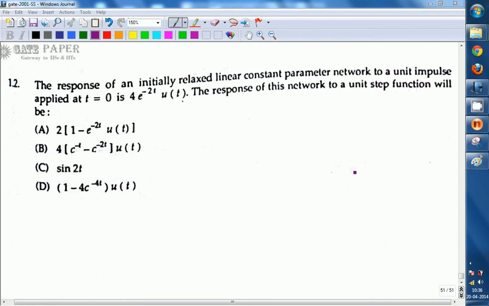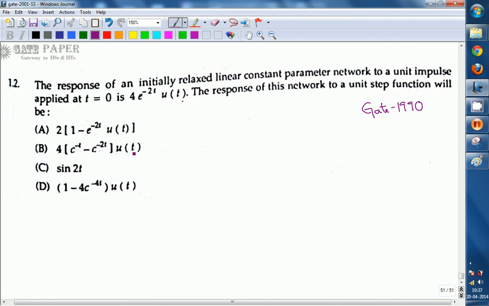We are going to see a question from signals and systems given in GATE 1990, from the basic concepts. Here it is given that the response of an initially relaxed linear constant parameter network to a unit impulse applied at t equals 0 is 4 e power minus 2t u of t. Then the response of this network to a unit step function will be.